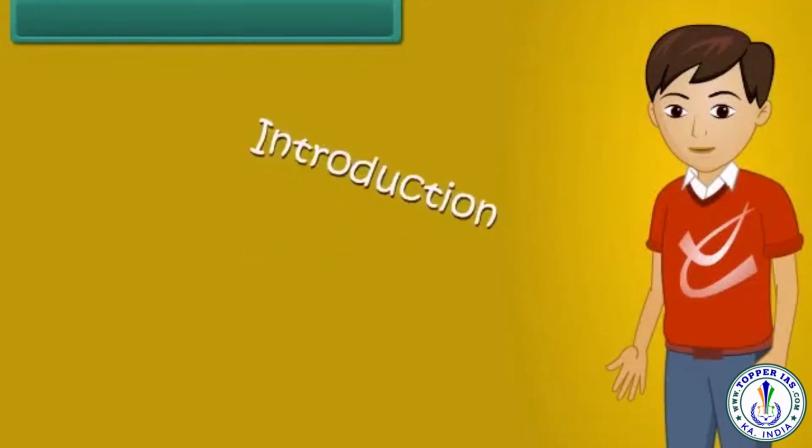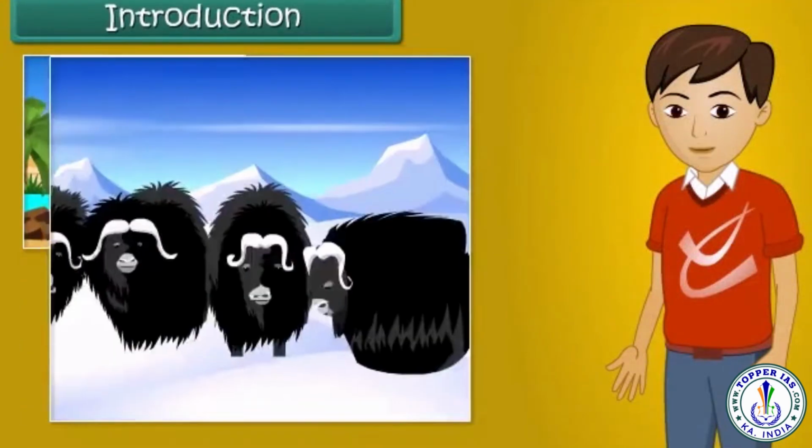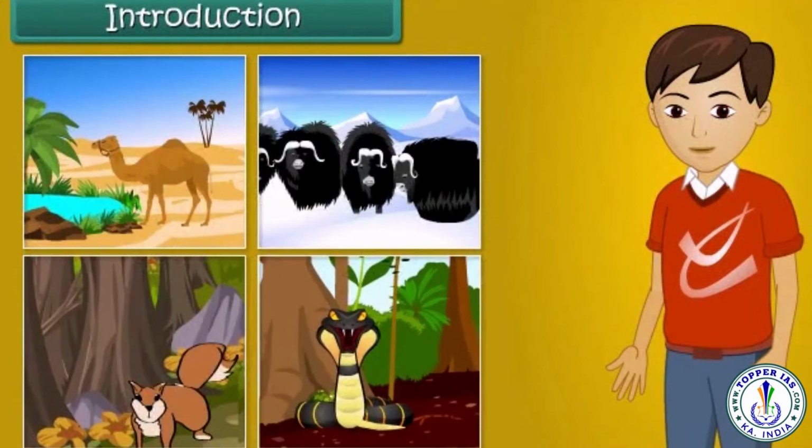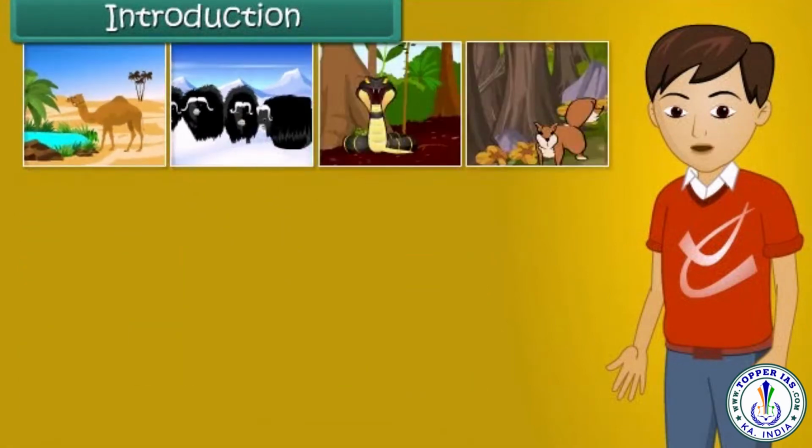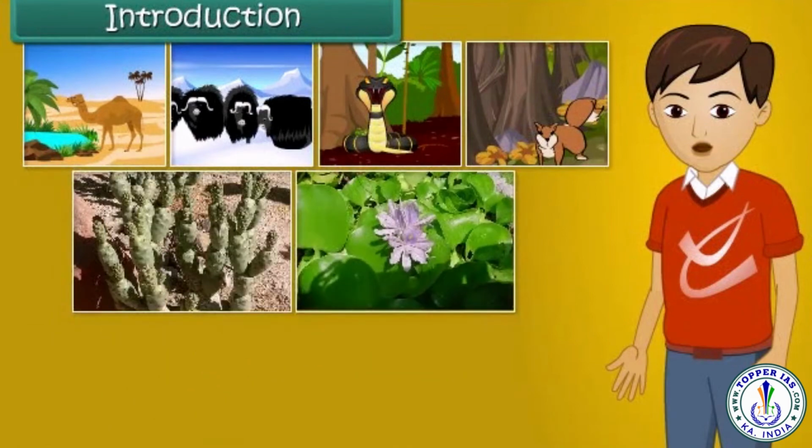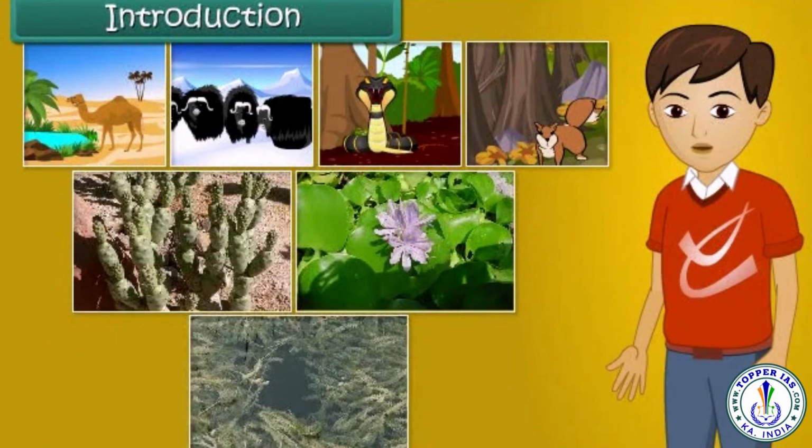Introduction. Hello students, look at the images given here. Camel, yak, squirrel, snakes are all terrestrial animals, but their physical appearance and behavior are very different from each other. Similarly, plants like cactus, water hyacinth, and hydrilla are also different in their physical appearance and behavior.